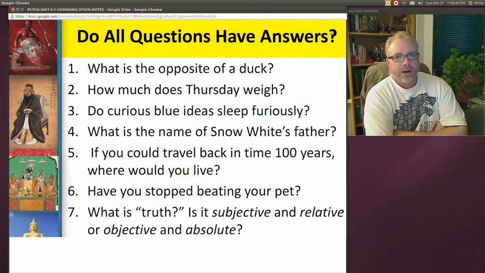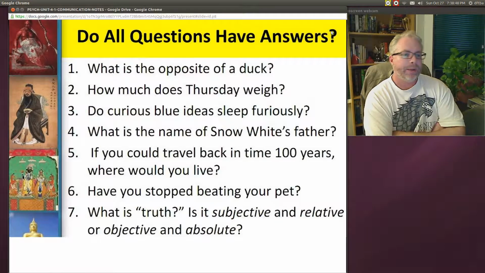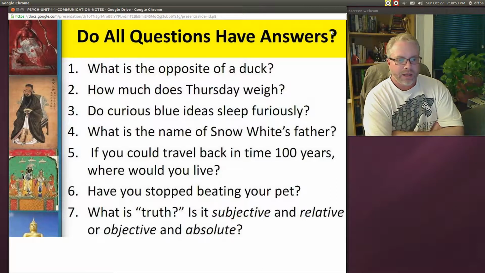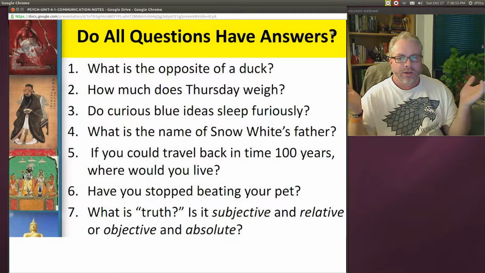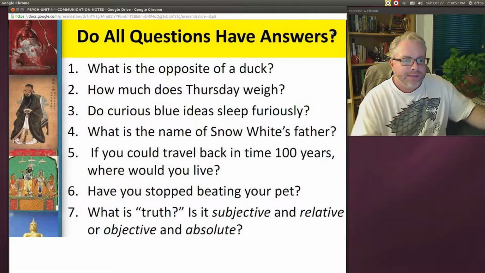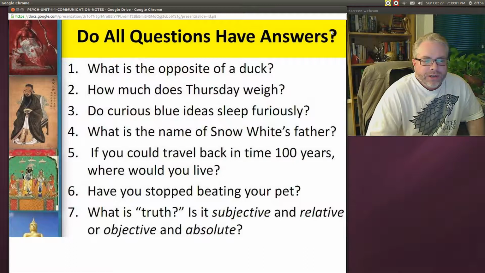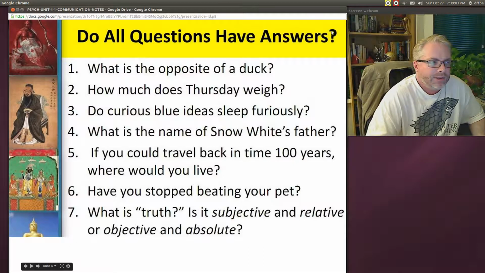What's the opposite of a duck? How much does Thursday weigh? Do curious blue ideas sleep furiously? What's the name of Snow White's father? It wasn't mentioned, was it? How about if you could travel back in time 100 years, where would you live? Can you even do that? Probably not. Have you stopped beating your pet?